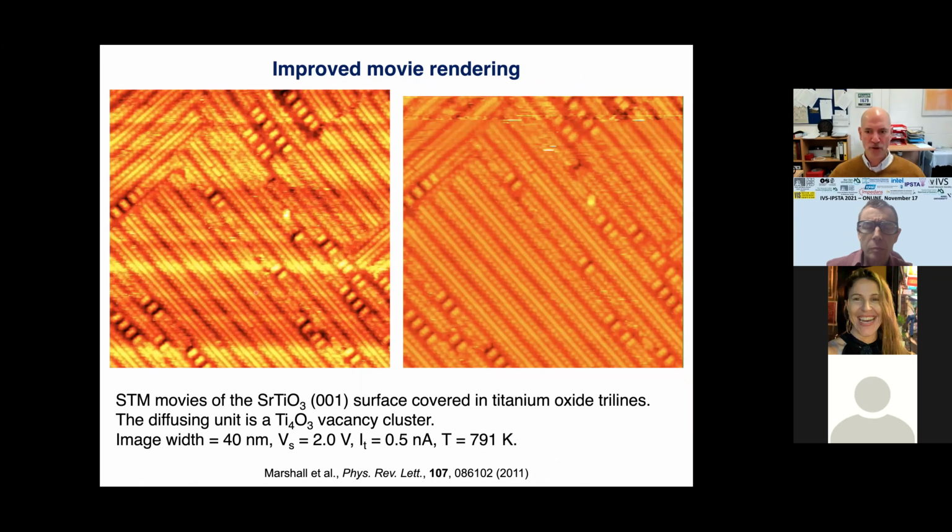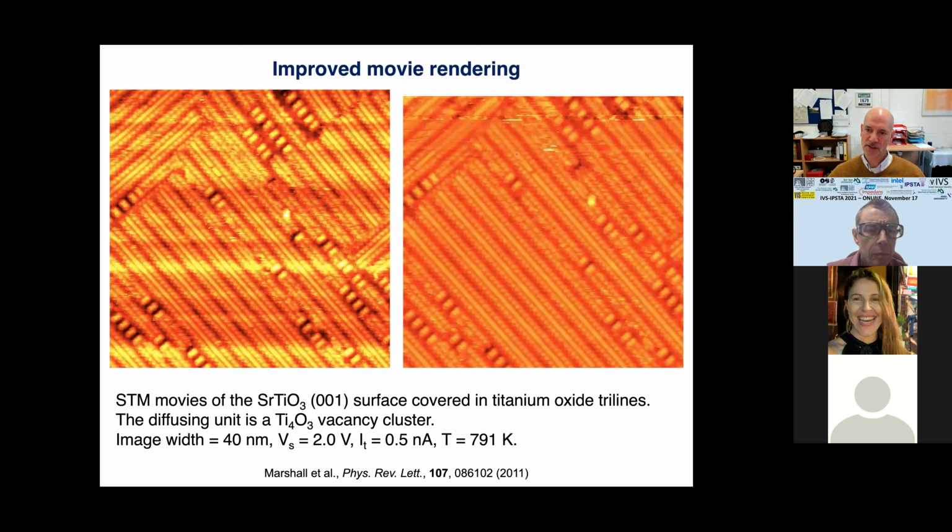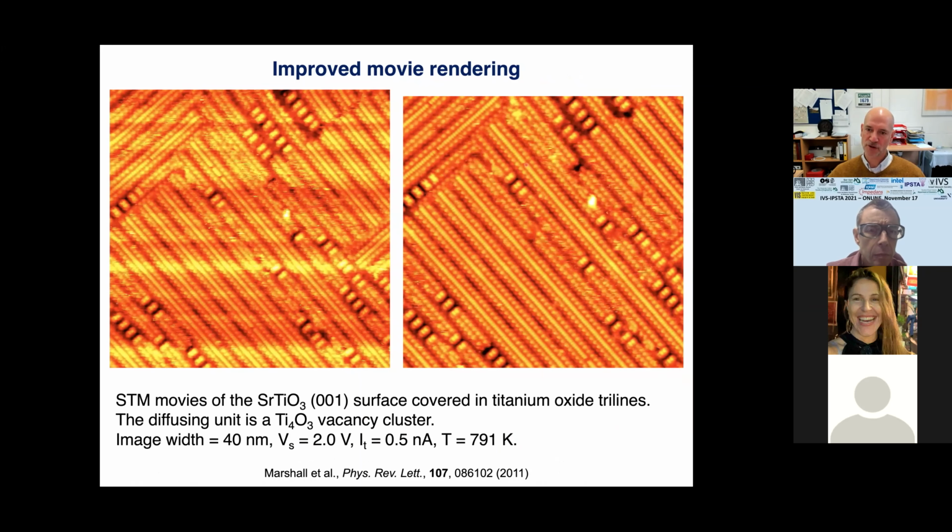But if you use this image package, then you can remove all of the backgrounds. You can ensure that everything is lined up very well, and that means that you can then see individual defects like this. You can see there's this double defect, and that's diffusing up and down the line here. There's another one diffusing along here. So that's at 800 Kelvin. We can do that because the signal to noise now is much enhanced.